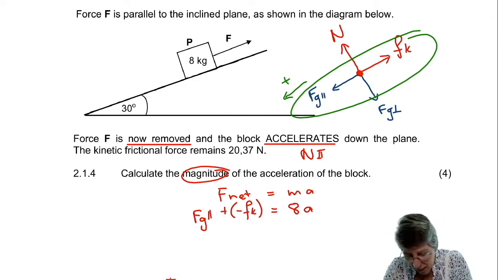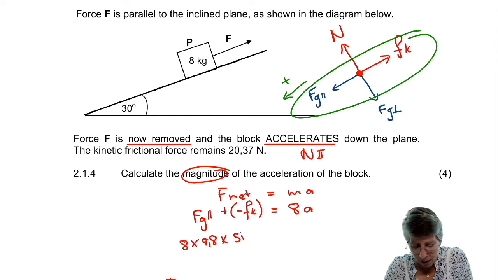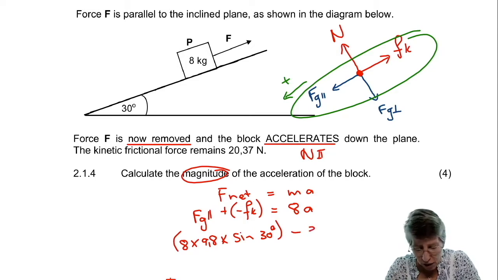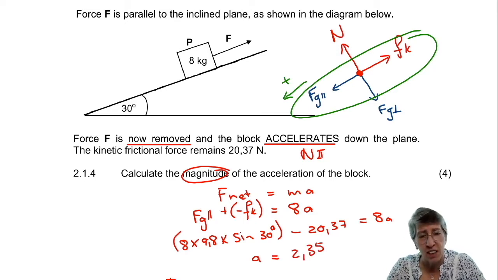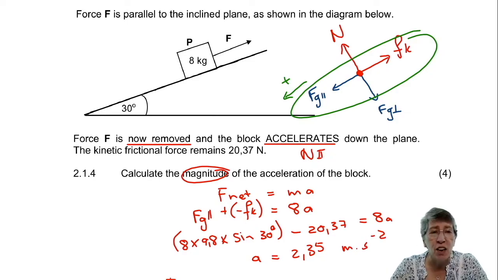Now replacing that for gravity parallel, that will be the whole gravity, 8 times 9,8. For a parallel component, I have to multiply that by sine of that bottom angle of 30, minus the frictional force, they told us it's still 20,37, and that equals 8a. And then we can just solve for a, and we end up with 2,35. Since it's acceleration, that will be meters per second squared, and we don't need a direction.